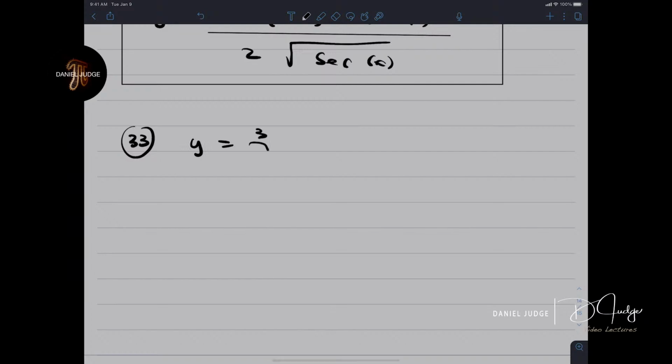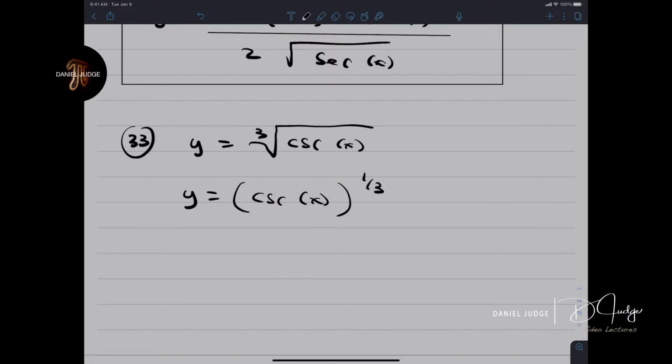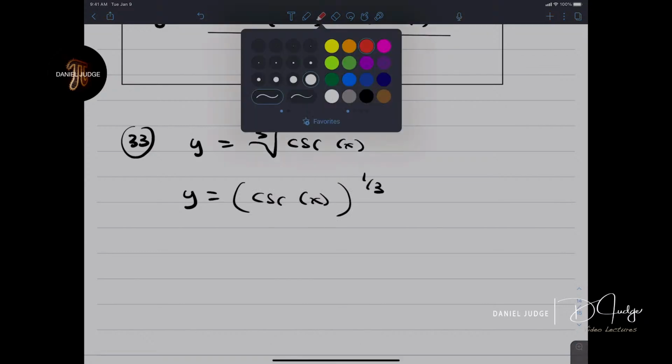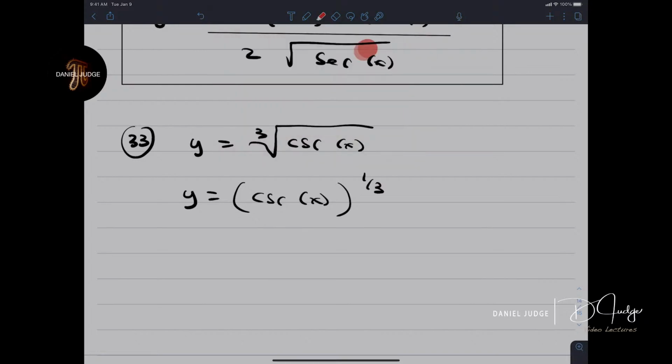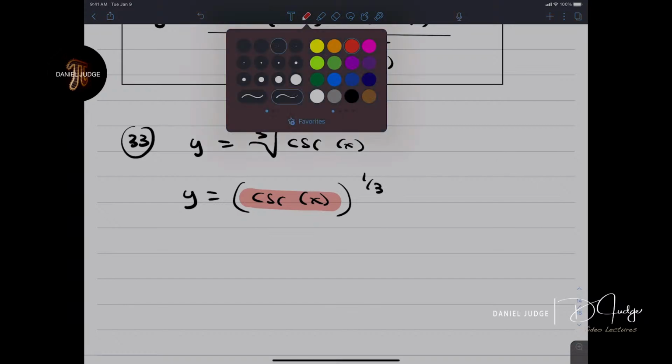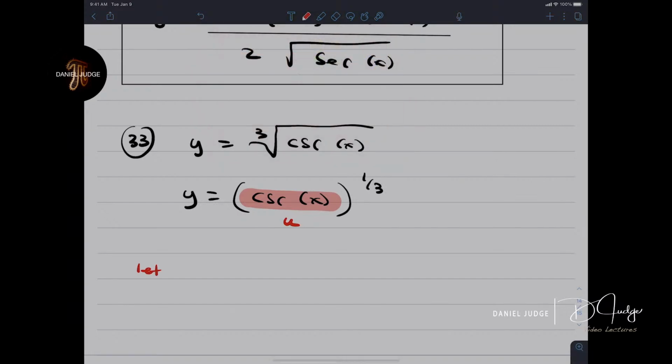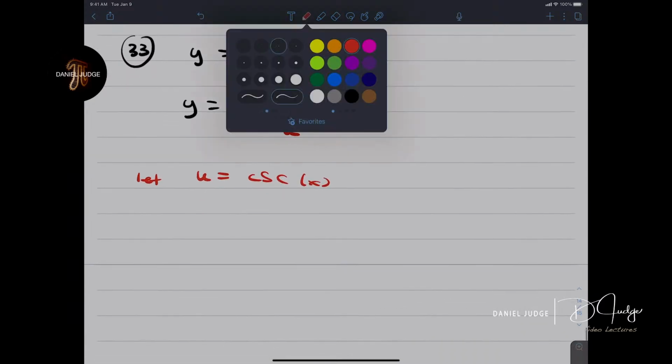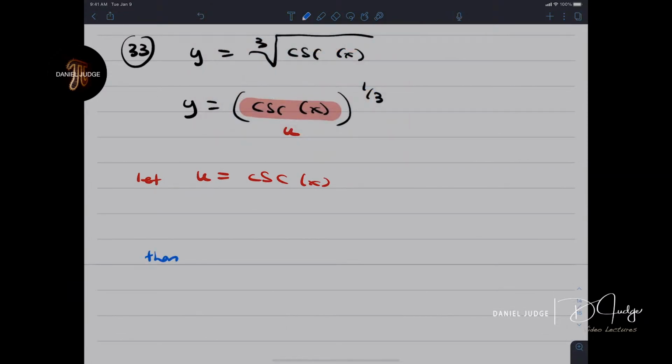Y equals the cube root of cosecant, or cosecant to the 1/3 power. U is the inside function inside the parentheses. So let u be cosecant. Then y equals u to the 1/3.